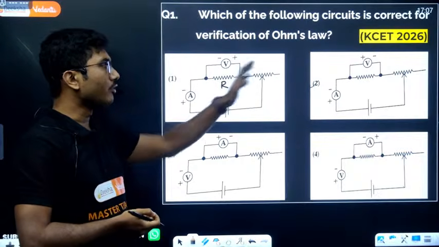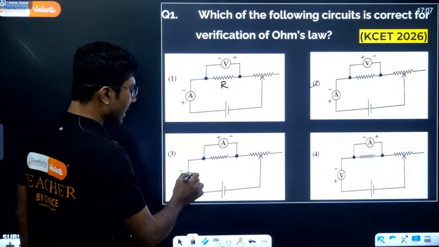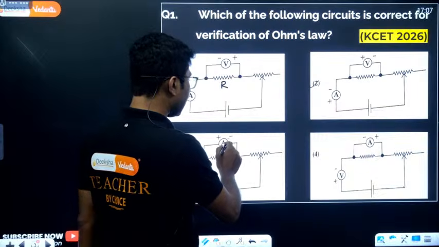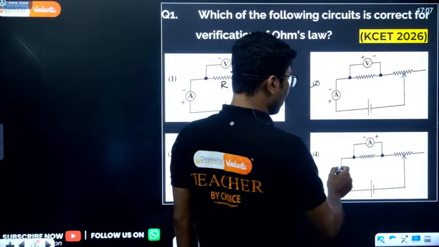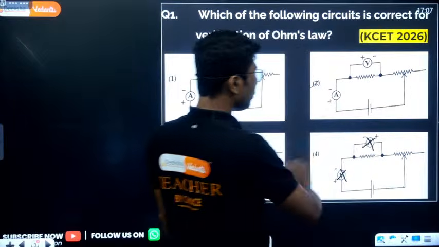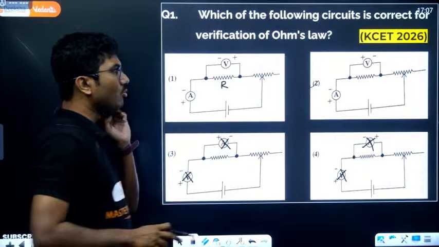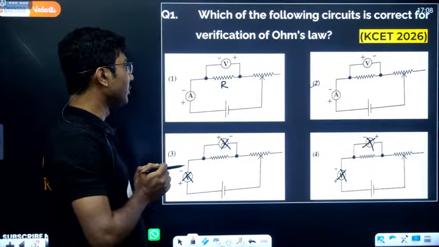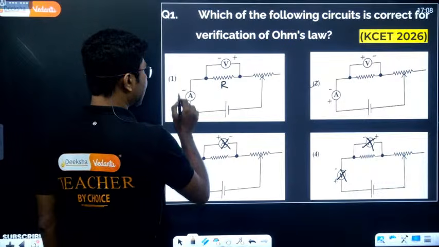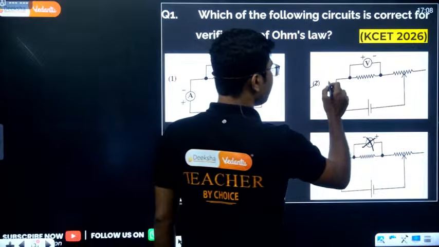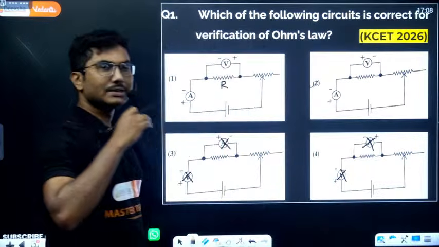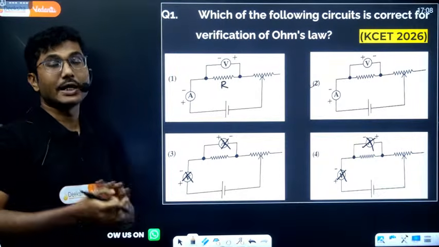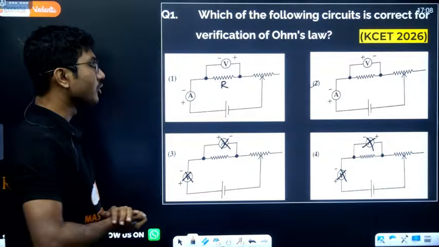Now which of the following configurations is correct? If you see here, voltmeter is connected in series, which is wrong, and ammeter is connected in parallel, which is also wrong. So these two are wrong, and the answer is either this one or that one. Both of them almost look similar, but if you observe them carefully, you will see plus minus, minus plus, plus minus, plus minus. So there is a change in the symbols of plus and minus, and based on that you have to identify which of them is correct.